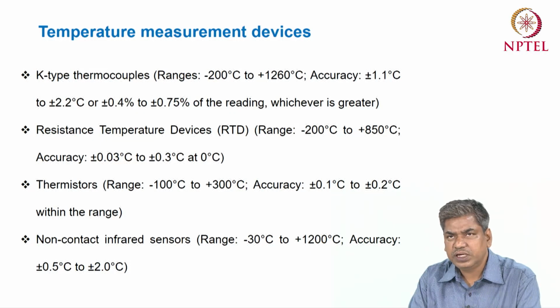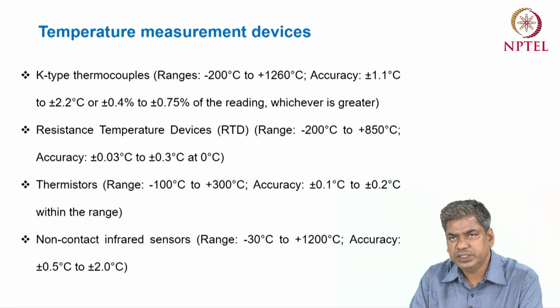Apart from the K-type thermocouple, another device is the resistance temperature device, or resistance temperature detector, also called the RTD. In the RTD sensor, based on the temperature of a state point, the resistance will change.